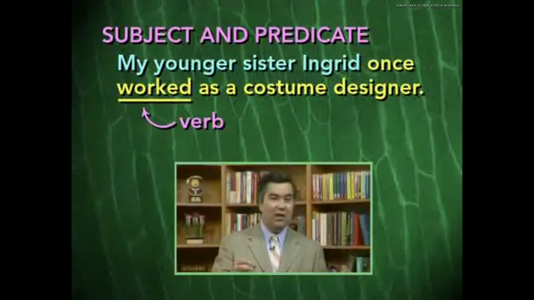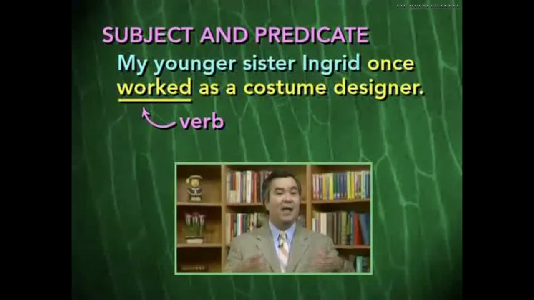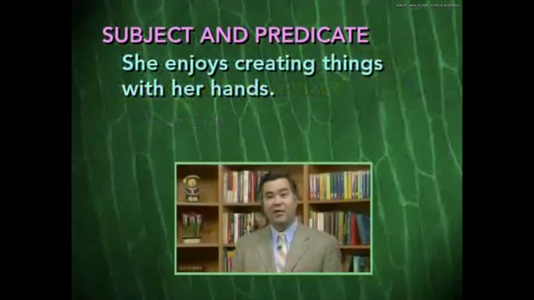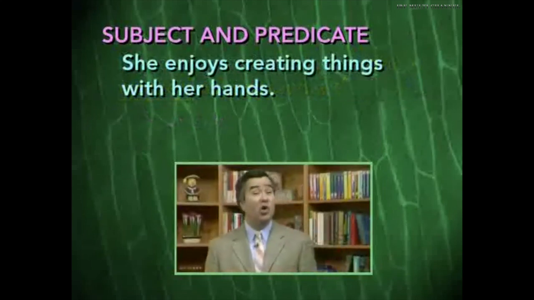Ingrid worked. And all the other words in the subject and the predicate are there to give us more information about how and when and at what Ingrid worked. Let's take a look at another example. She enjoys creating things with her hands.